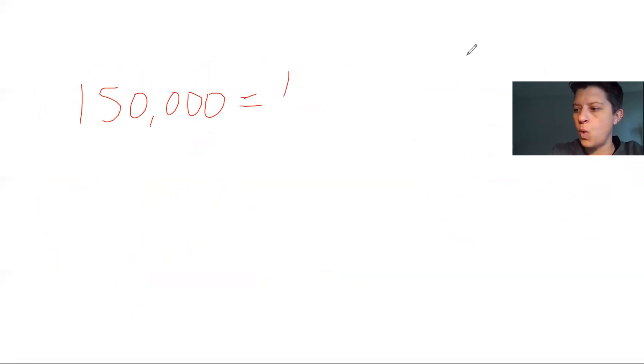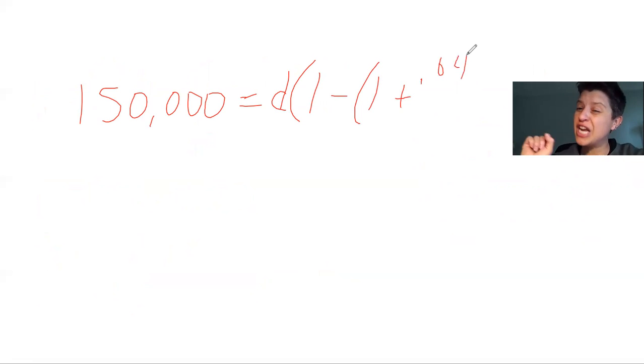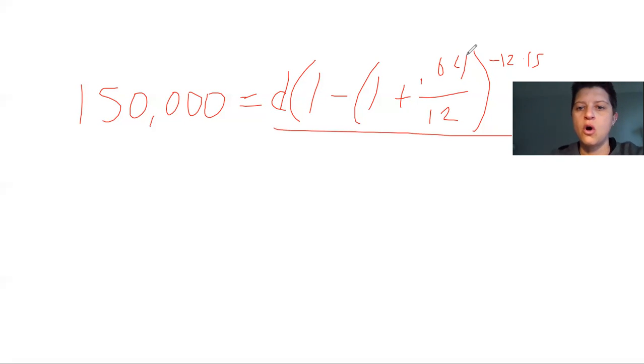So then I have D times quantity, 1 minus (1 plus R, 0.04. Don't forget to change your percent to a decimal. Divide that by 12. And then we're taking that to the negative 12 times 15. I almost forgot how many years we were doing. 12 times 15 power, all over R over N. Now, at this point, you're thinking, wow, that's very intimidating. What the heck do I do now?